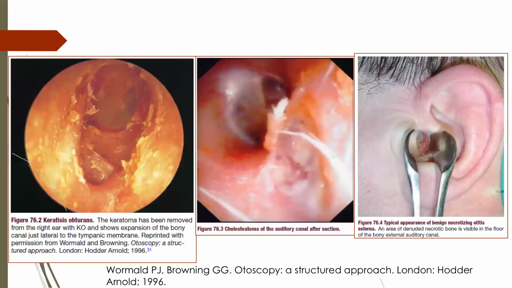Okay, this is just an image that's describing the three conditions. The first one shows keratosis obturans. Looking at the canal, you can clearly see that the canal has been widened by the disease itself. The second image is of a canal cholesteatoma, showing a bit of squamous debris. And the last image is of benign necrotizing otitis externa, showing an area of denuded necrotic bone, which is visible on the floor of the external canal.